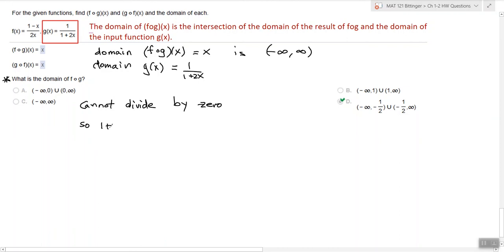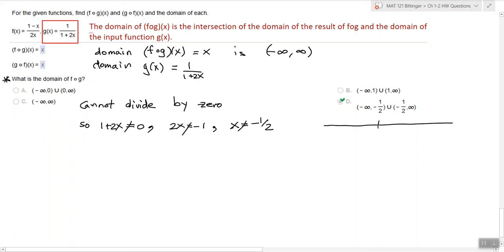So 1 plus 2x equals 0. So that means 2x is -1. And if I divide both sides by 2, x equals -1/2. So that's what I cannot have, actually. None of that is allowed to be true, otherwise I'm dividing by 0. So it's every real number except -1/2.